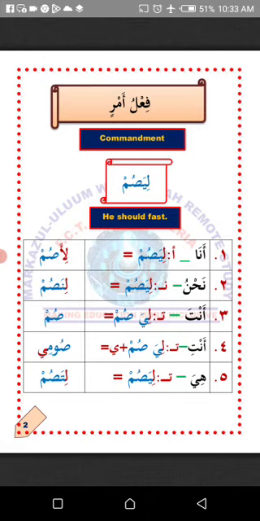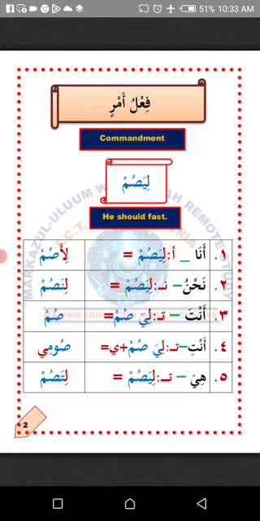Number one, ana, I. So how do we change the verb liyasum to suit ana? All you need to do is to detach ya'un and attach alifun. So the verb liyasum will now become li'asum, which means I have to fast. Li'asum, I should fast.